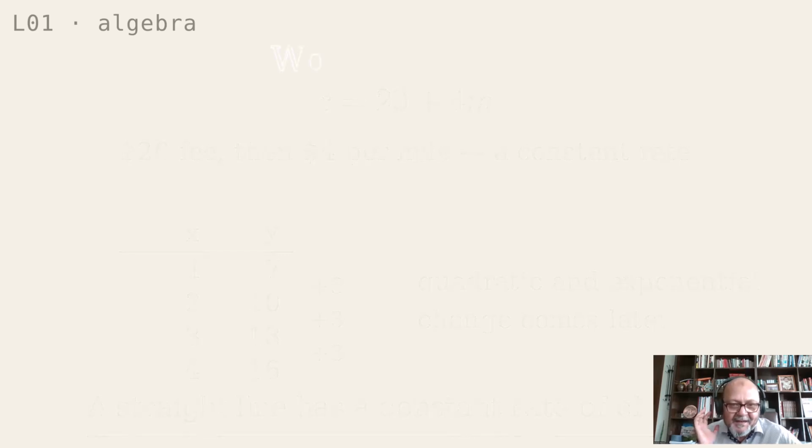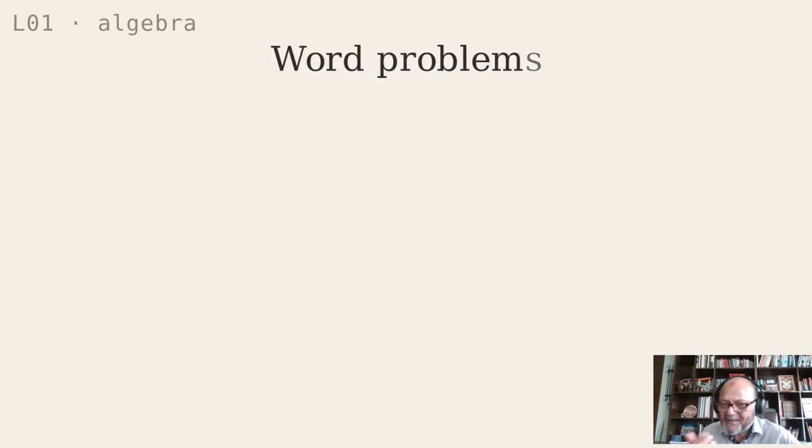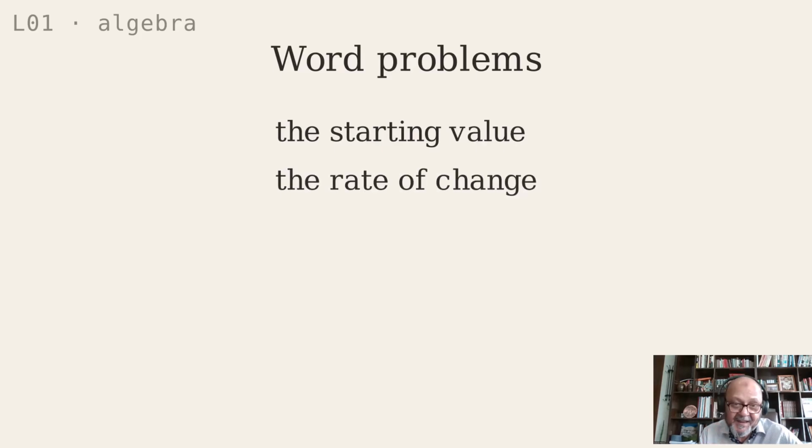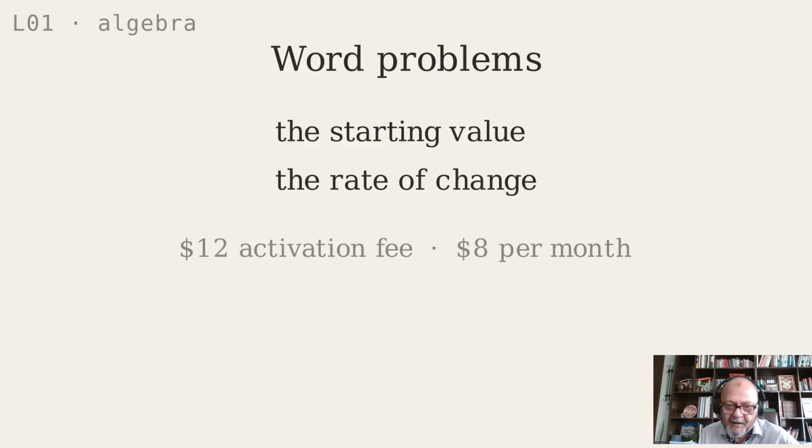Many students understand equations, but struggle when those equations are hidden inside a paragraph. So the key is to identify 2 pieces of information, the starting value and the rate of change. Consider this situation. A streaming service like Netflix charges a one-time activation fee of $12 and a monthly subscription fee of $8. So the starting value is 12 and the monthly rate is 8, right? So the equation would be C equals 12, the starting price, plus 8m, which is the monthly price.